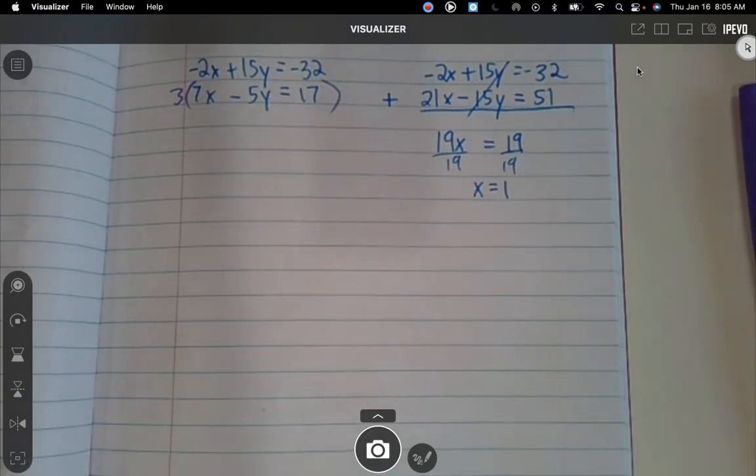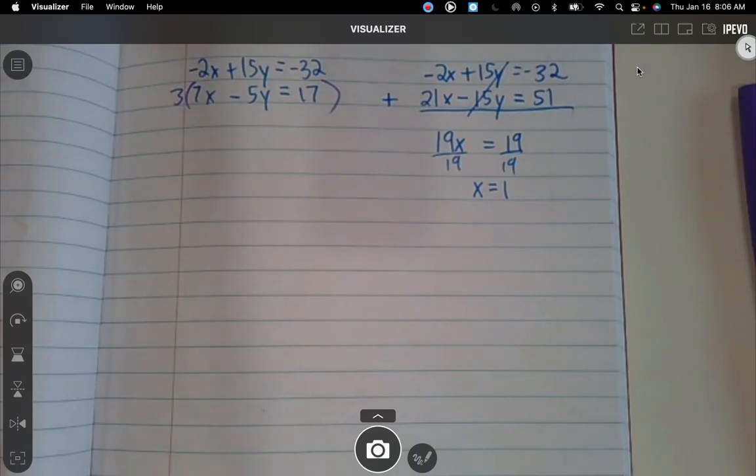Now, you have x, what do you still need? Y. How many equations do you have? You can plug it in this one. You can plug it in this one. You can also plug it in your new one. It's all the same. It doesn't matter. So you just pick one. I'm just going to pick the top equation. Everybody good with that? I'm going to pick this equation up here and plug it in.